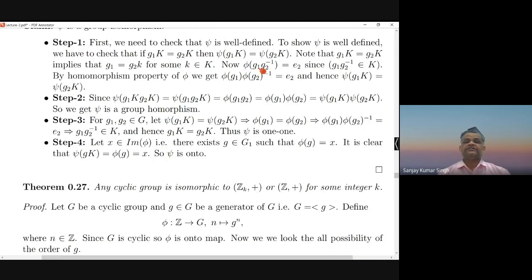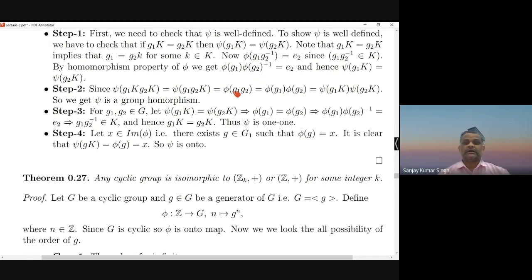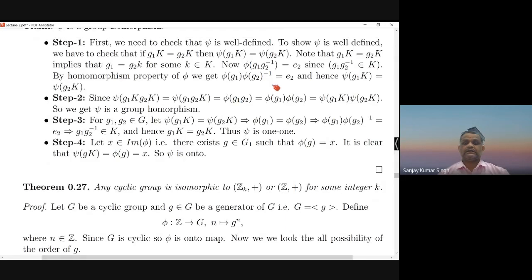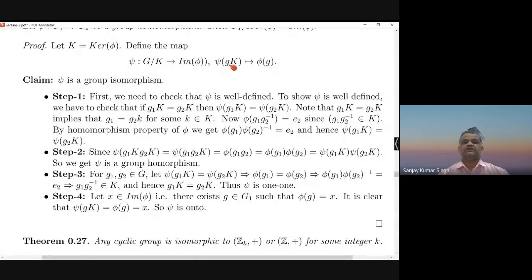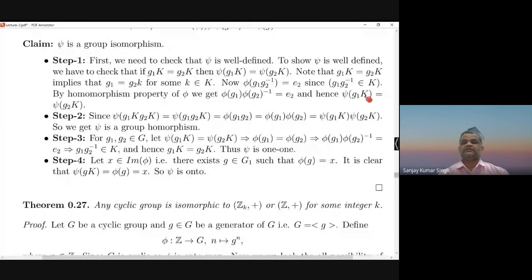So it means phi of G1 is equal to phi of G2, because we just opened it. The homomorphism property implies that phi of G1 G2 inverse is equal to phi G1 phi G2 inverse, and then again taking it here I will get phi G1 is equal to phi G2, which is the same as psi of G1k. So it means psi of G1k is equal to psi of G2k.